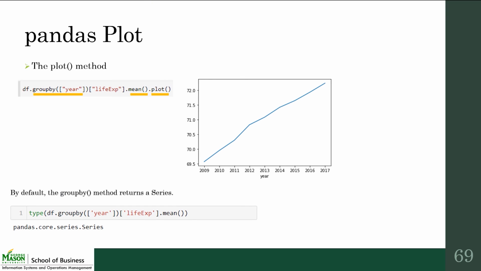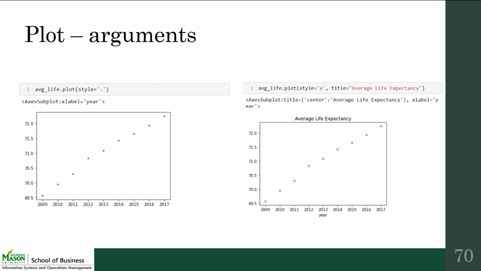Here is a syntax where it involves three methods chained together. We have the groupby method, then we have the mean method, followed by the plot method. The result is a line chart showing you the trend of the average life expectancy for all observations in the dataset. And then the type function is presented to show that this is a series data type. You can format the plot by passing in arguments. These are two plots using different keyword arguments detailed in the Python documentation.